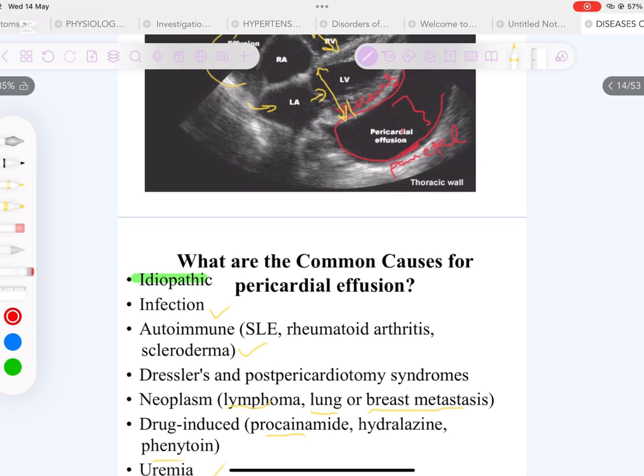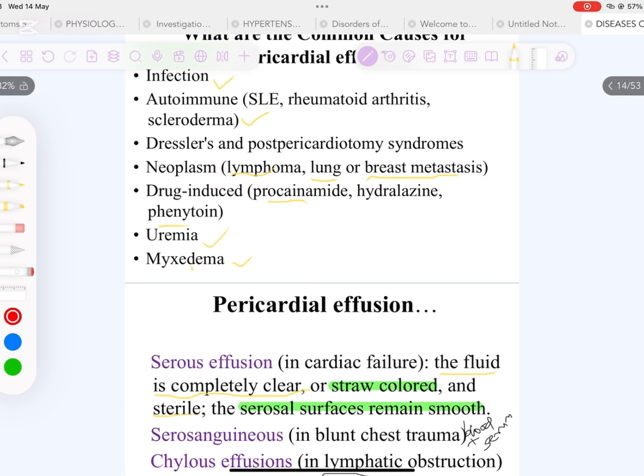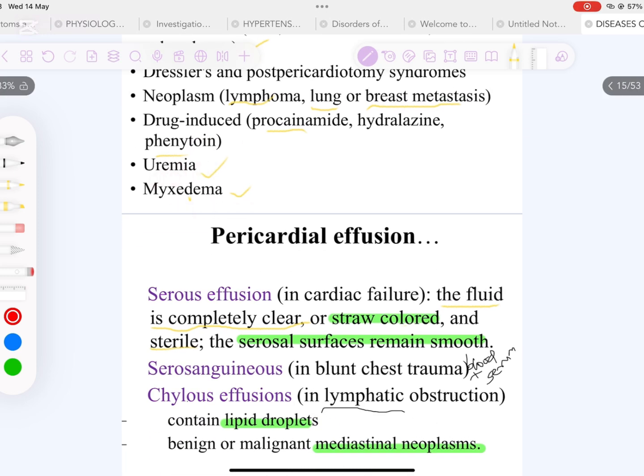So let's move on. So what are the common causes? It can either be idiopathic, no known cause. It can be infection from outside. It can be autoimmune, like SLE, rheumatoid arthritis, and scleroderma. It can be Dressler's or post-pericardiotomy syndrome. So you're going to see Dressler syndrome later on. It can be neoplasms like lymphoma, lung or breast metastasis, because lung and breast are around the heart. It can be drug-induced, like procainamide, hydralazine, phenytoin. It can be uremia or myxedema.